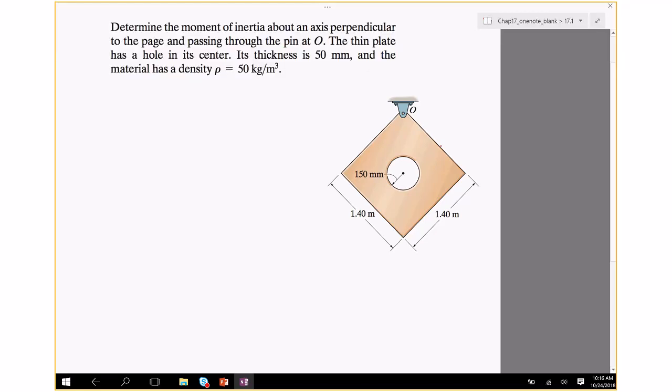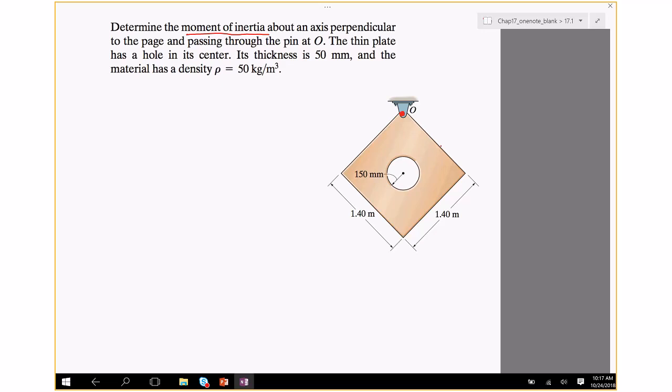So determine the moment of inertia about an axis perpendicular to the page and passing through the pin O. The thin plate has a hole at its center. Its thickness is 50 millimeters. So the thickness is the thickness which you cannot see. It's basically inside the plane. And the material has a density of 50 kg per meter cube.